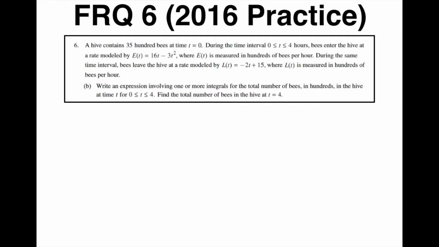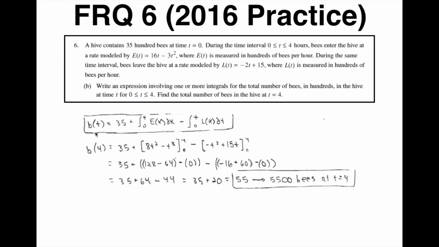Question B, write an expression involving one or more integrals for the total number of bees in hundreds in the hive at time t from 0 to 4. Find the total number of bees in the hive at t equals 4. This was a high-stakes question because solving it really helped for question B and also for question C later, so messing it up here was quite costly.